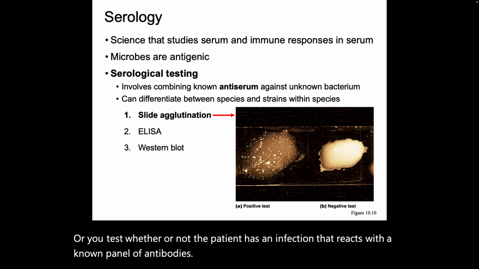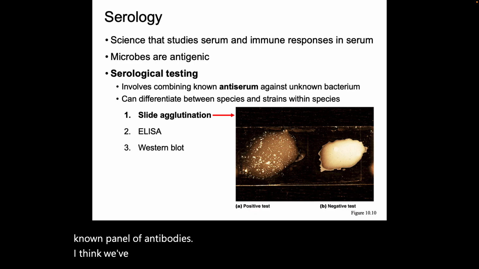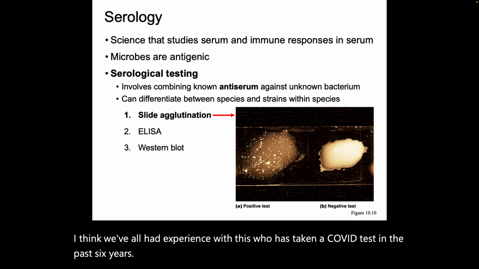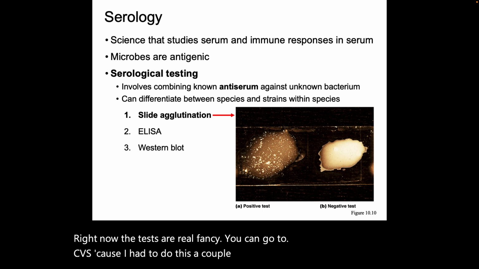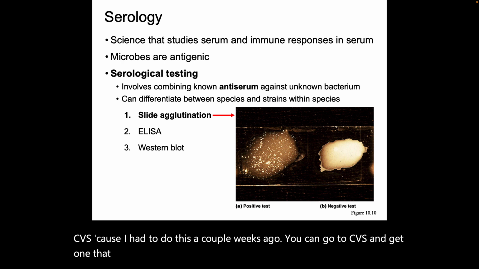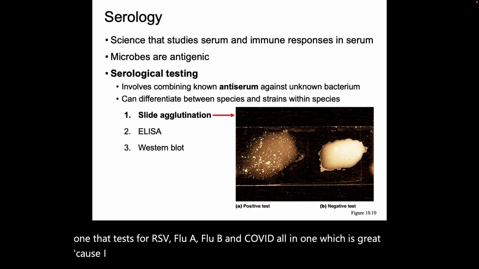I think we've all had experience with this. Who has taken a COVID test in the past 6 years? Yeah, okay. Now the tests are real fancy. You can go to CVS, because I had to do this a couple weeks ago, and get one that tests for RSV, flu A, flu B, and COVID all in one, which is great because I only had to swab the kid's nose once, because she got really irritated when I started doing that.